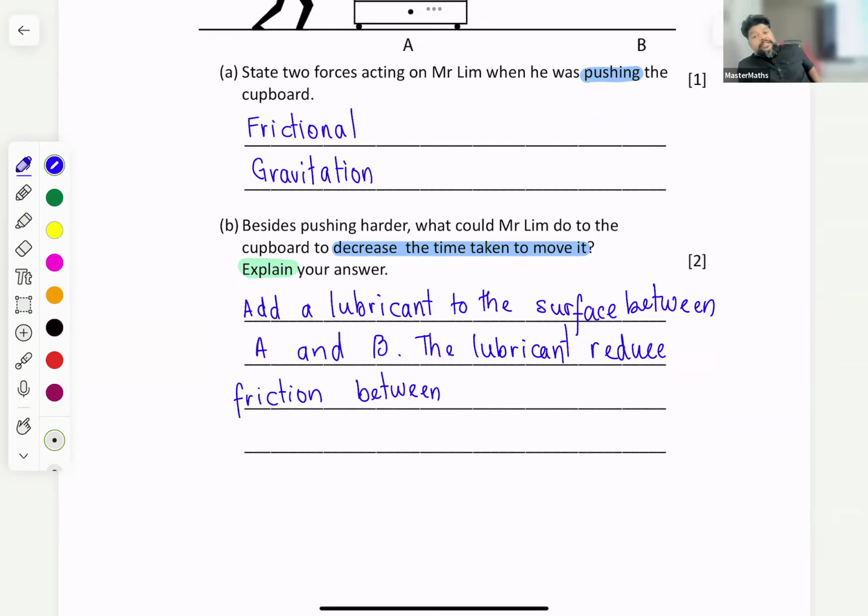Somebody continue the sentence. Zairul, friction between? Point A to point B. No. Remember, what are the two surfaces touching each other? Is point A touching point B? No, right? So think about it. What are the surfaces that are touching? The cupboard and the floor. Exactly, between the cupboard and the floor.